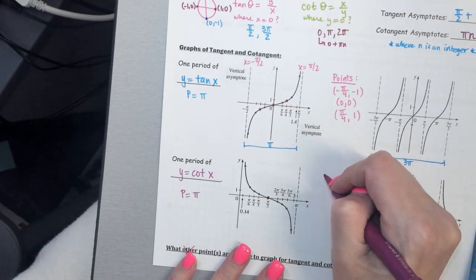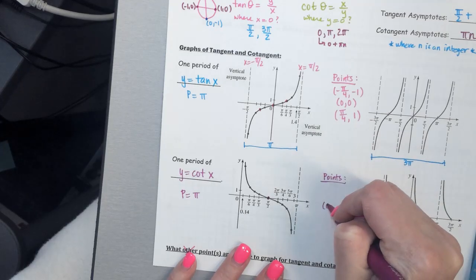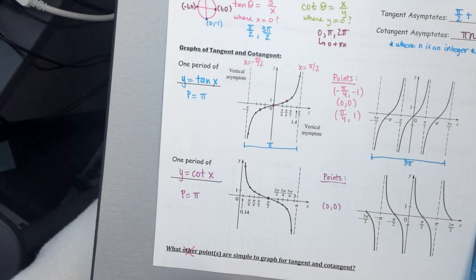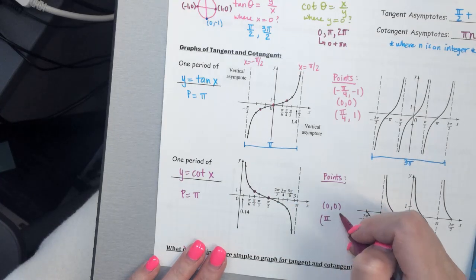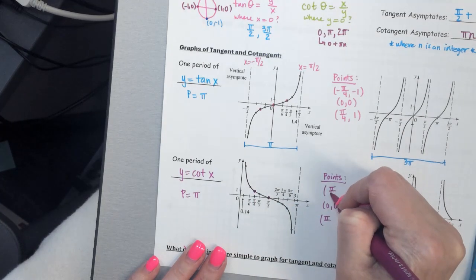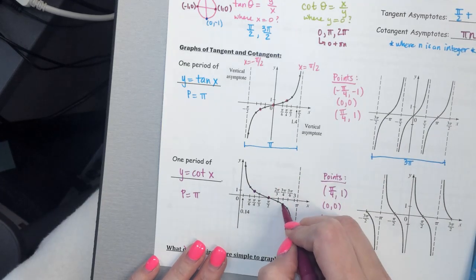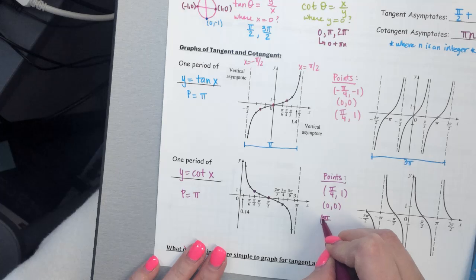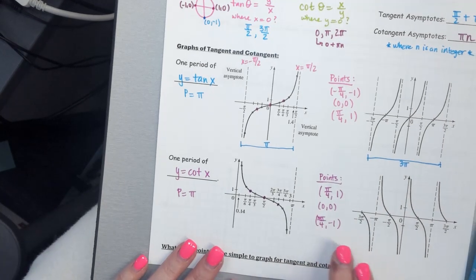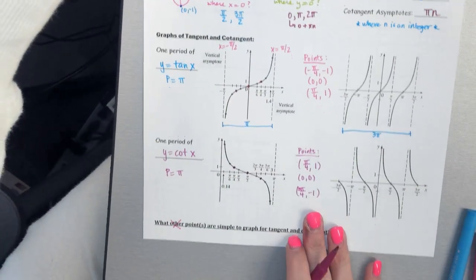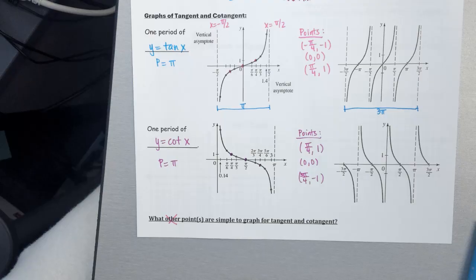0, 0 is still an excellent point to graph. And then at pi over 4, you still have 1. I'm going to put pi over 4 here because it'll go first in your graph. And then the next one would be 3 pi over 4 is negative 1. Okay, you won't have to memorize the second point. When we start graphing with patterns, you're going to recognize it right away.